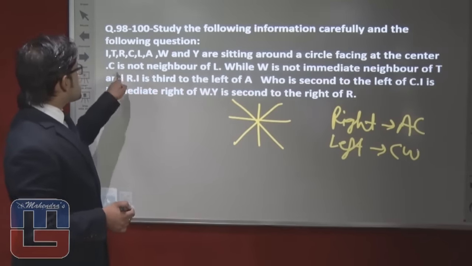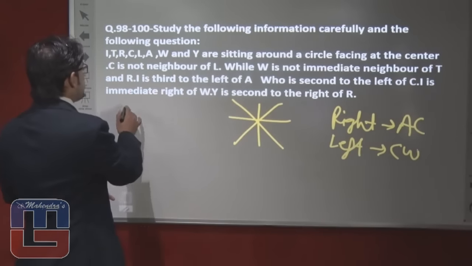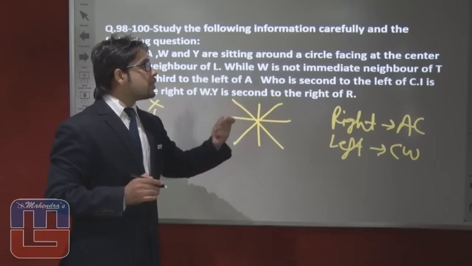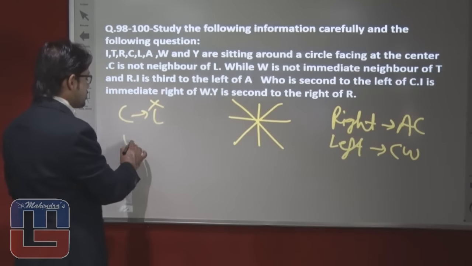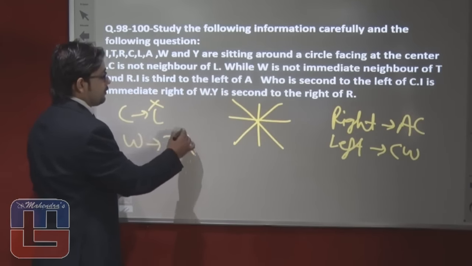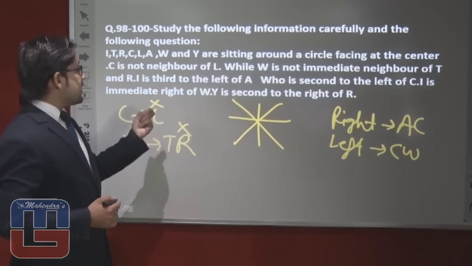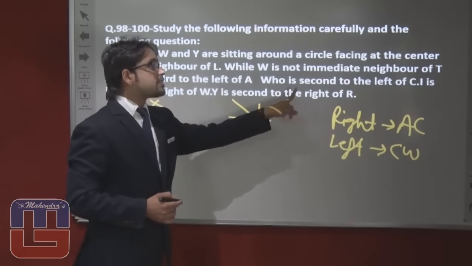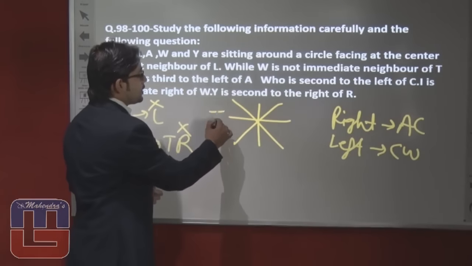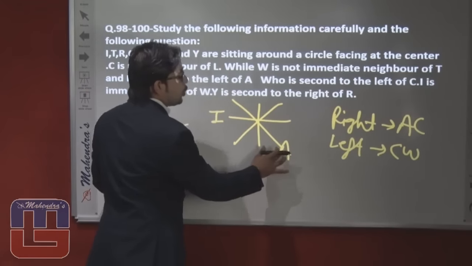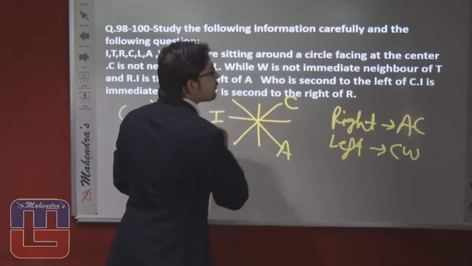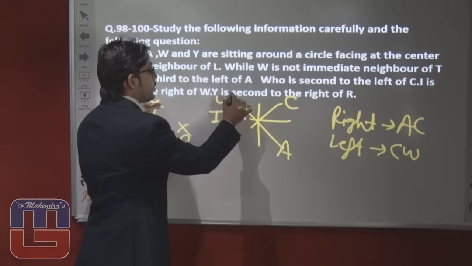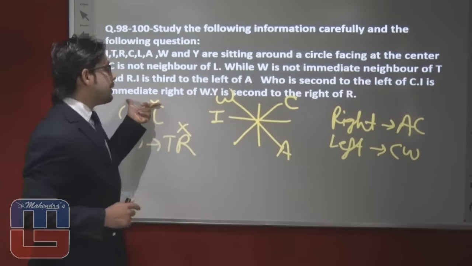The first statement is saying C is not neighbor of L, while W is not neighbor of T and R. We again have to store this information. The next statement is saying I is third to the left of A, who is second to the left of C. I is immediate right of W. We can mention W here because I is just right of W.